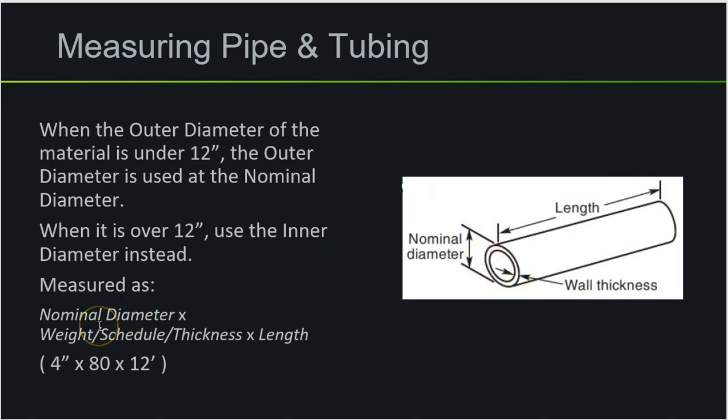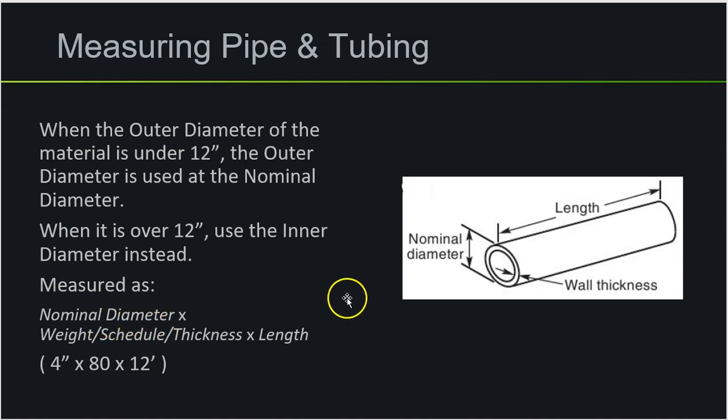So when we're measuring our pipe, it's going to be the nominal diameter by the weight or schedule or thickness by the length. And so the weight can be the weight of the pipe itself. The schedule, this also applies to pipe. And then the thickness, this is more like your tubing. So 3 different ways that can be applied to pipe and tubing. So just be aware of what it is that you're using.